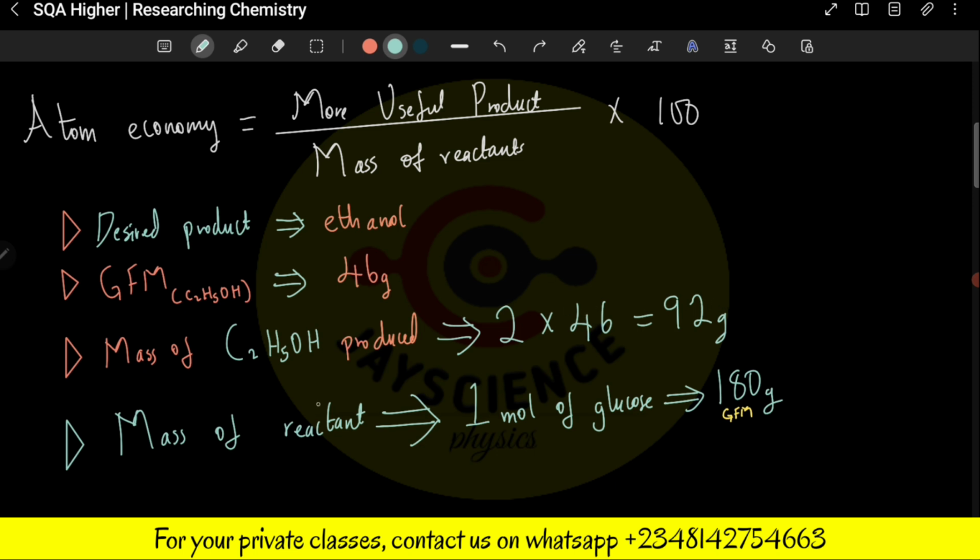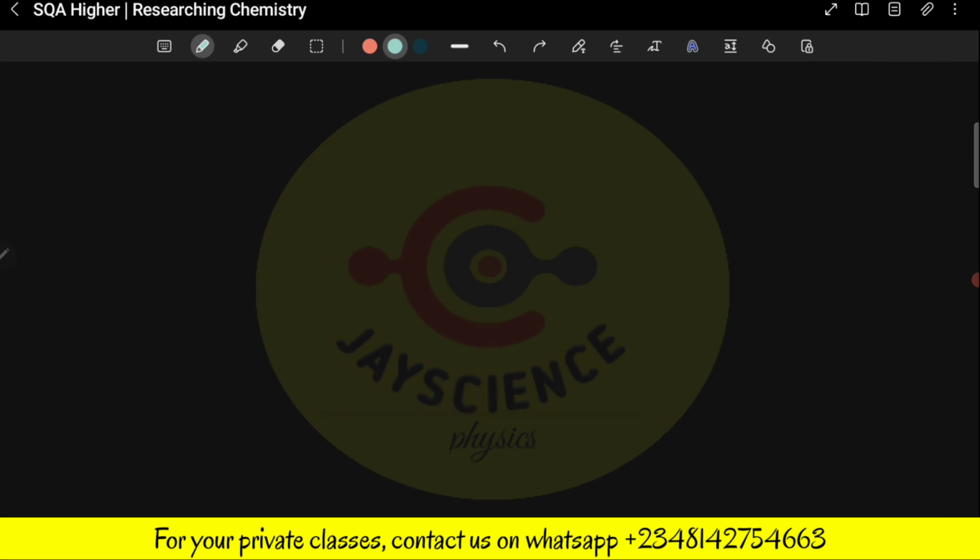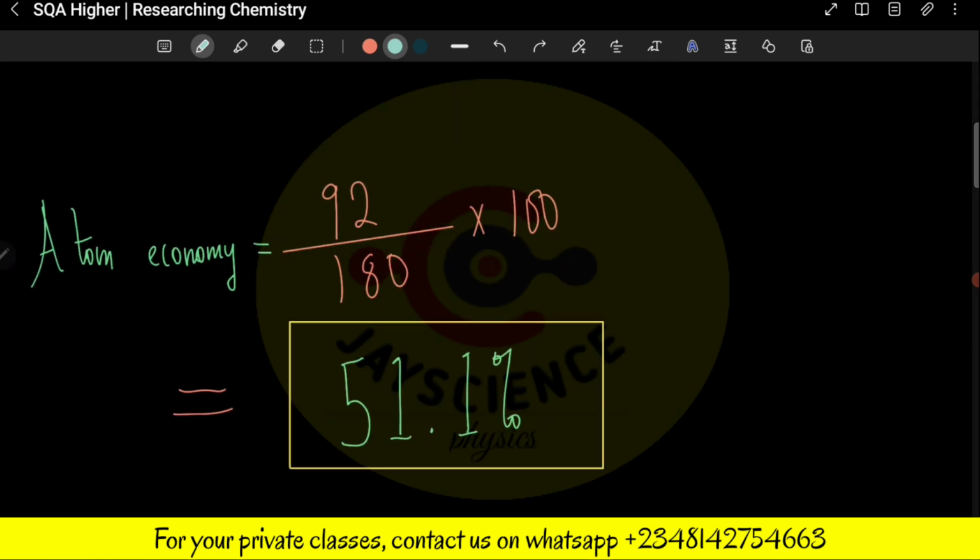What we're left with now is just to plug our values into the equation. For the mass of useful product, ethanol, we've got 92 grams of that. Mass of reactant, we've got 180. And we do the percentage, that gives us 51.1%. So that will be all.